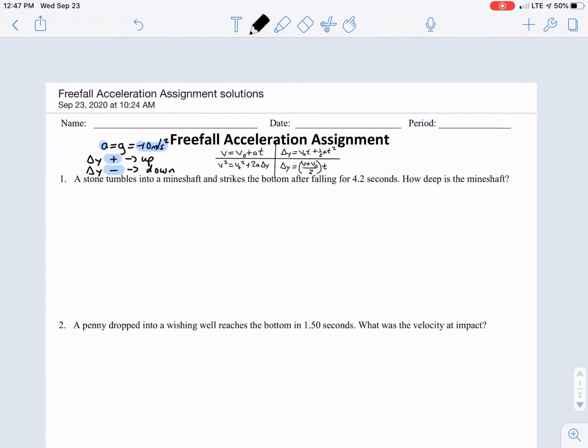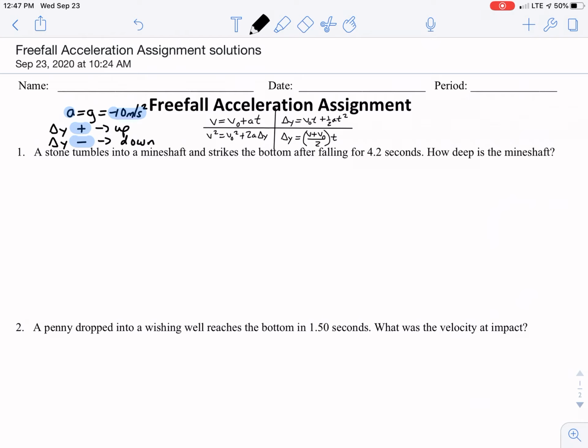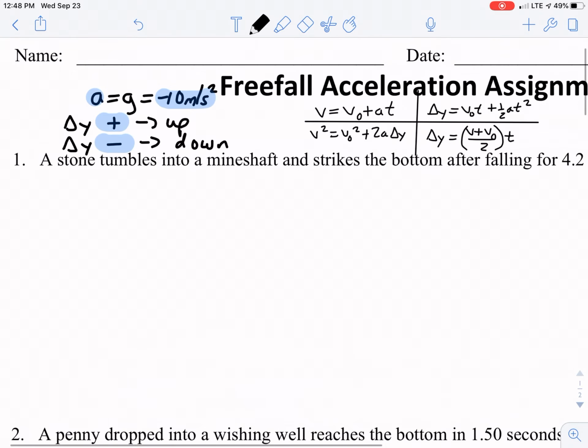Let's find out. Number 1: a stone tumbles into a mine shaft and strikes the bottom after falling for 4.2 seconds. How deep is the mine shaft? Okay, here we go. So something's falling, that means free fall acceleration due to gravity. So I'm going to make my list: delta y equals, v equals, v naught equals, a equals, and t equals.